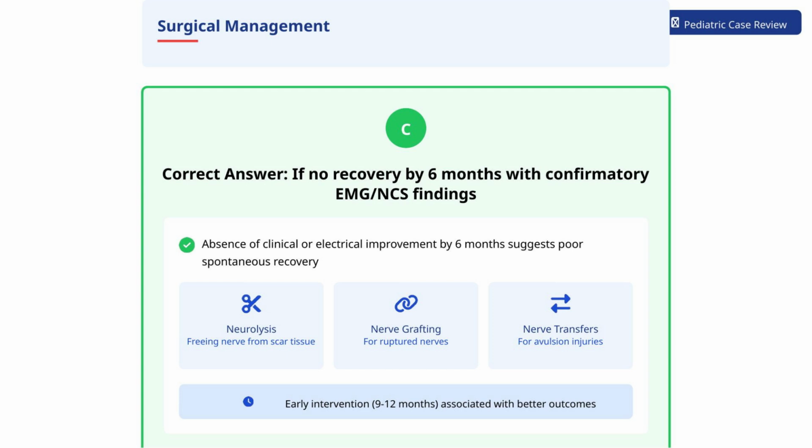The absence of clinical improvement and poor electrophysiological findings at 6 months suggest a low likelihood of spontaneous recovery. Surgical options include neurolysis, freeing the nerve from scar tissue, nerve grafting for ruptures, and nerve transfers for avulsions. Early intervention, typically between 9 and 12 months of age, is associated with better functional outcomes.